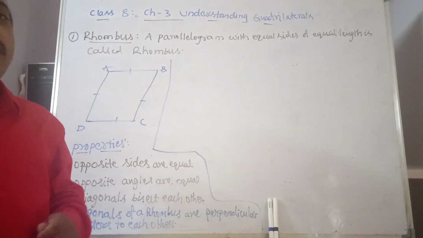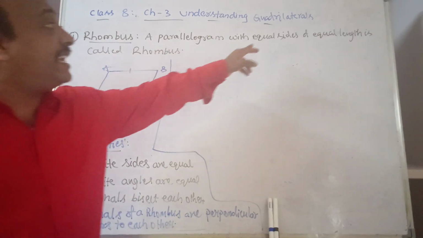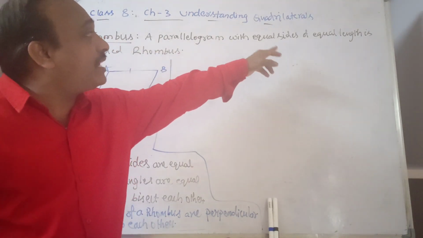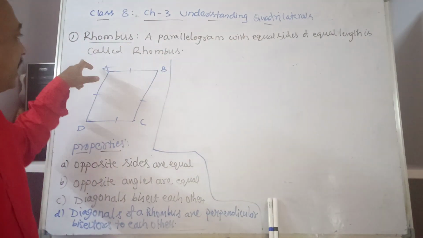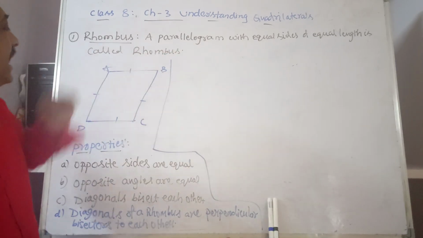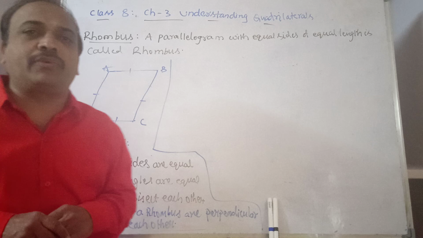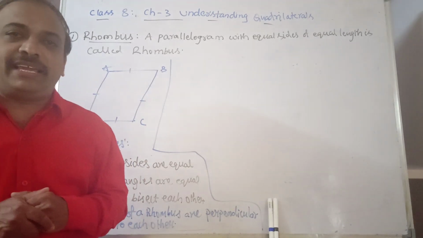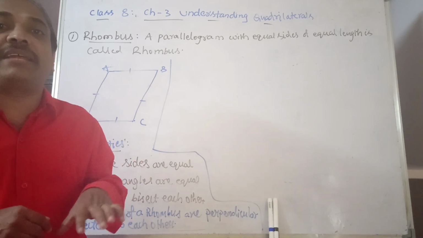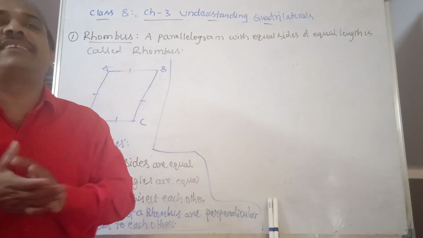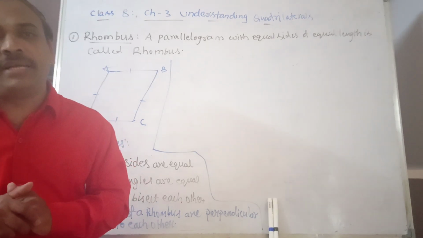So, rhombus. It is a parallelogram. A rhombus is a parallelogram with all sides of equal length. Generally, a parallelogram means opposite sides are equal. But if all sides are equal in length, then it is called a rhombus.